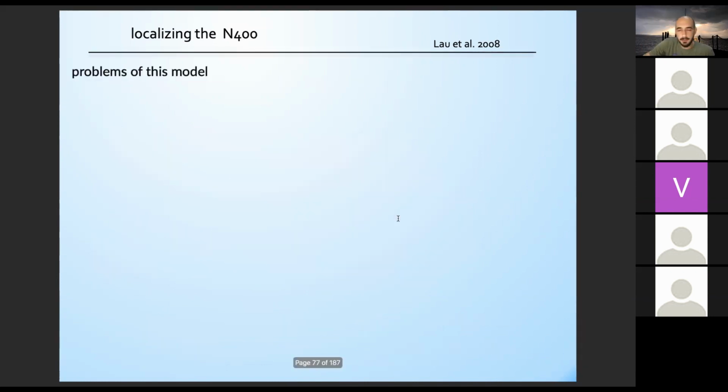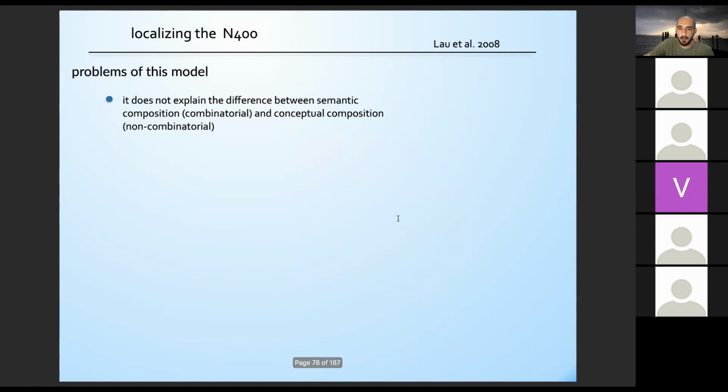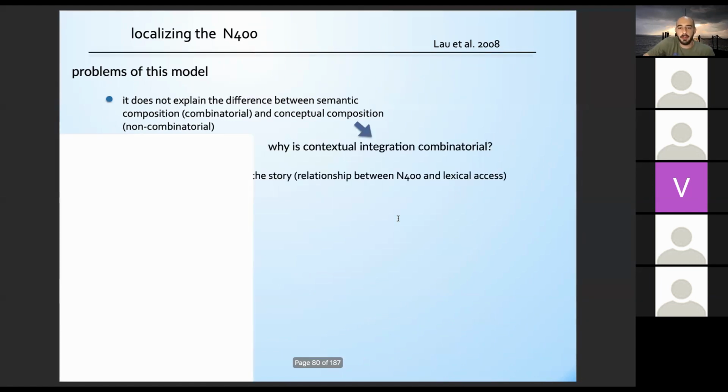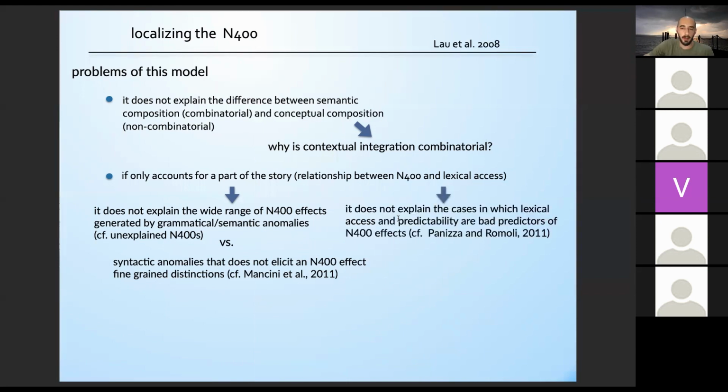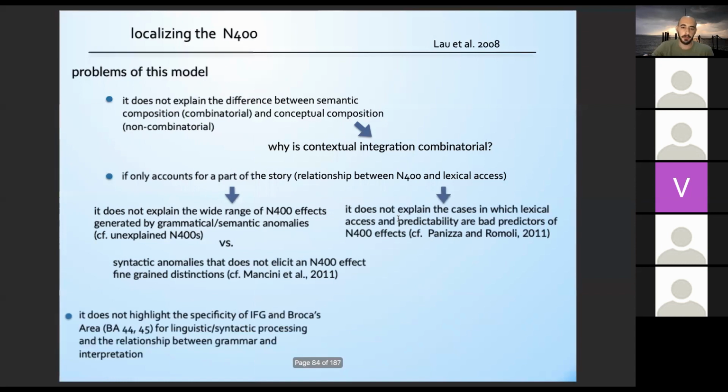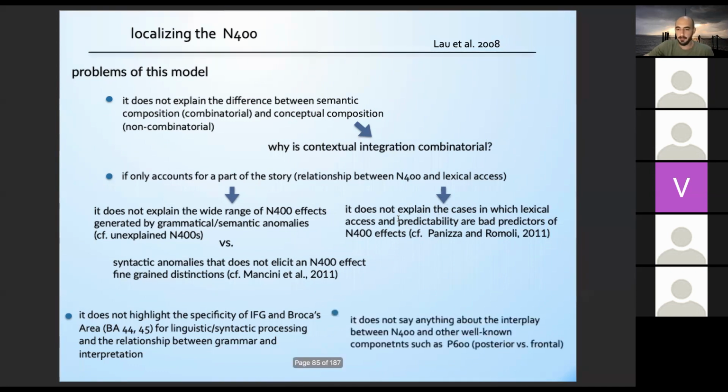So we've seen that, with respect to the N400, this model does not explain everything. So it does not explain why you have an N400 for certain linguistic violations, which don't seem to reflect a mere lexical problem, right? And also it does not highlight the specificity of Broca's area for syntactic processing or linguistic-based processing, but just as a sort of a processing controller of activating different representations. And it also doesn't say anything about the interplay between the N400 and the P600, right?